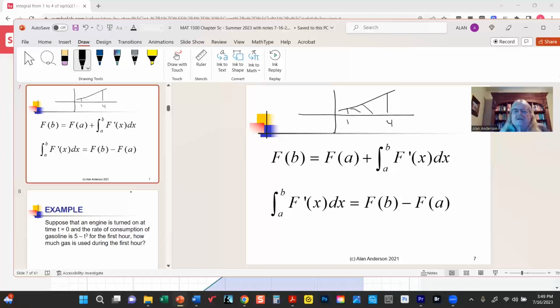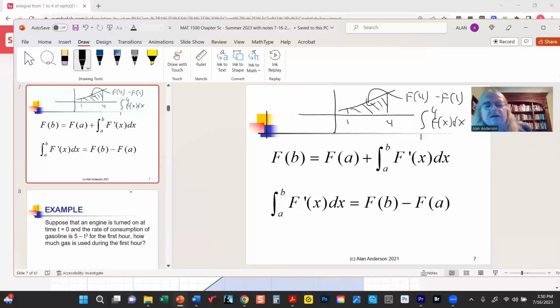It's essentially telling us the reason why we can solve for an area with integration. That area could be written as the integral of the function at 4 minus the integral at 1. That's what this is telling us. It means the same thing as doing this. That's really what this is telling us.